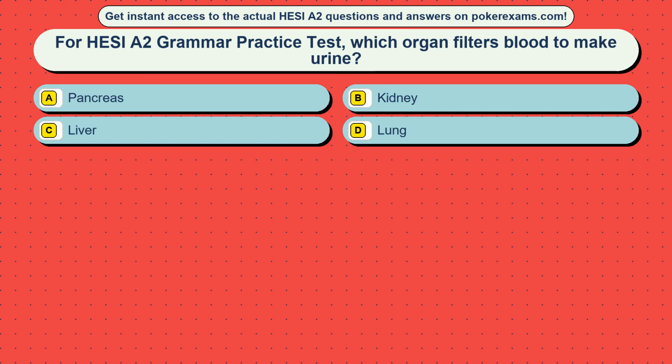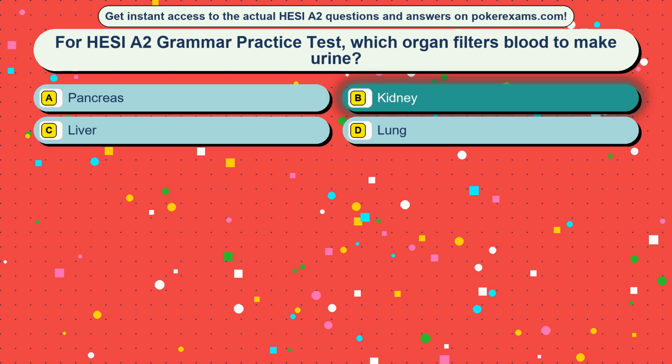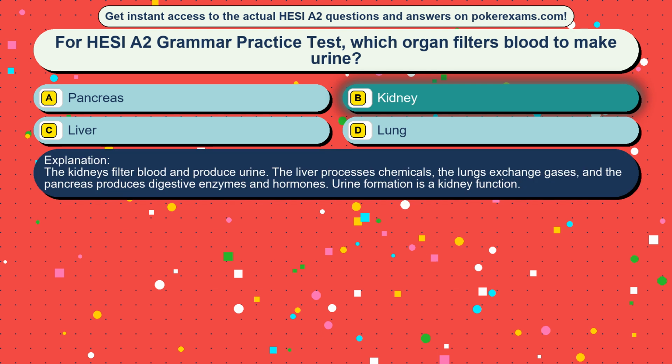Question 12. For HESI A2 grammar practice test, which organ filters blood to make urine? Option A, pancreas. Option B, kidney. Option C, liver. Option D, lung. The correct answer is Option B, kidney. The kidneys filter blood and produce urine. The liver processes chemicals, the lungs exchange gases, and the pancreas produces digestive enzymes and hormones. Urine formation is a kidney function.